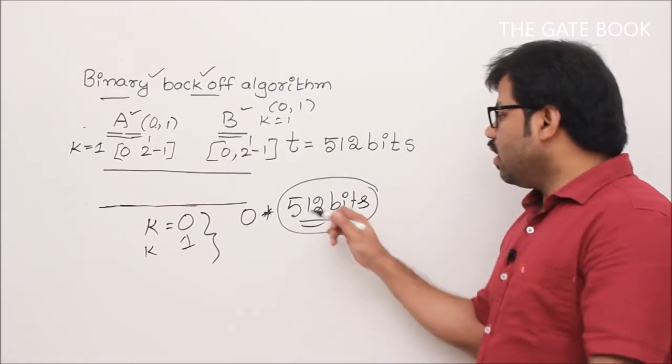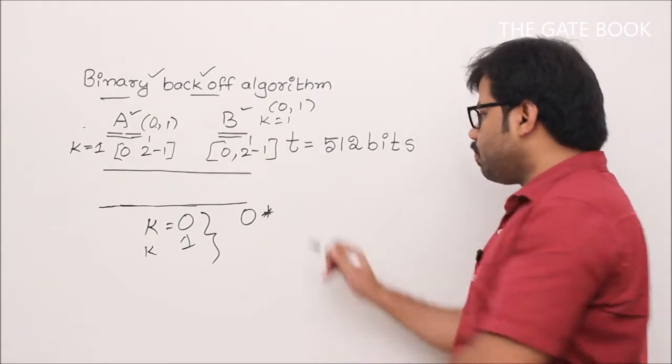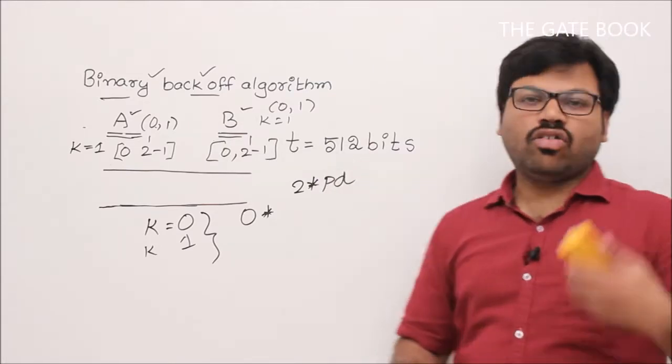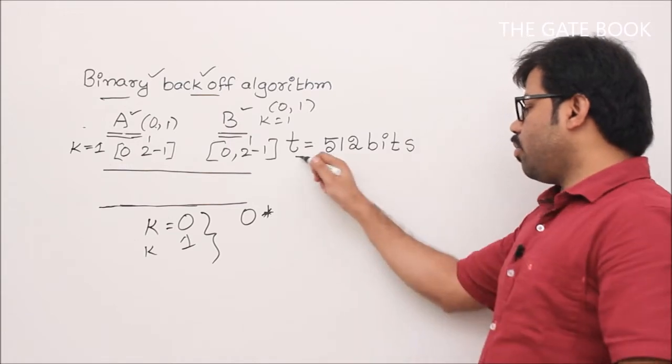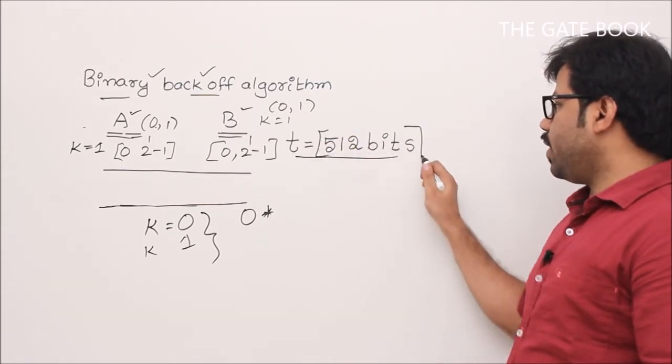In that Ethernet, we are going to have this number, but generally that will be 2 into propagation delay. Understand? So one round trip time generally they decide. Let me decide some number here. That random amount of time is the transmission time of exactly 512 bits.